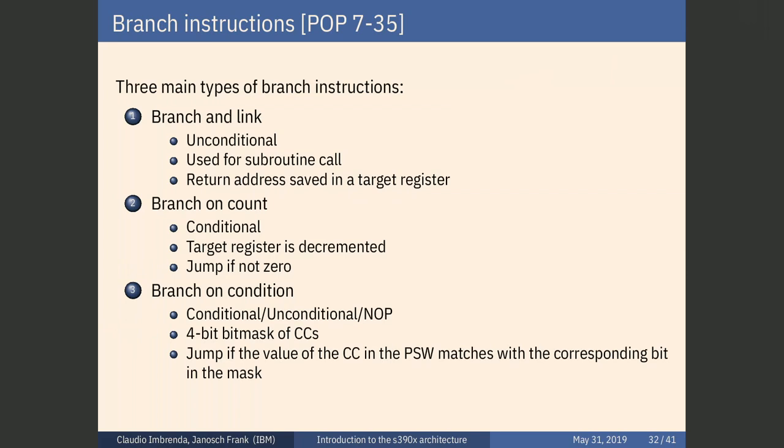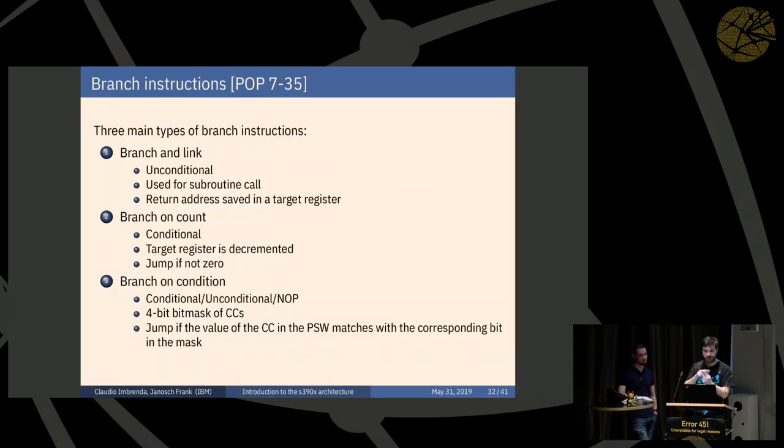A branch on count, you give a register and the register is decreased and you jump if it's not zero, it's for loops. And then branch on condition, which is conditional or unconditional or it's a nop, depending on how you use it. You have a 4-bit bitmask of condition code. So I said condition code is two bits, so you have 4 different values. So here you have a 4-bit bitmask, a bit for each possible value of the CC. And if there is a match, then you jump, otherwise not.